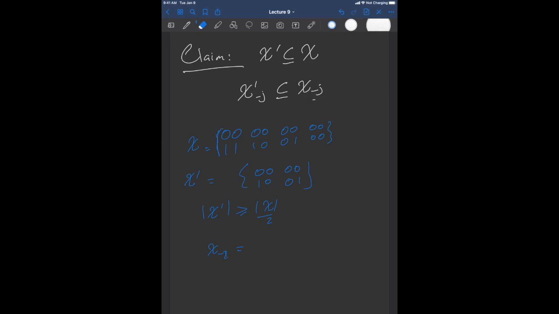If I drop the second row from this set of matrices, it's just one pattern, right? It's just 0 0. And what is x dash minus 2? That is also just 0 0. It is possible that these two things are equal, but this one is always a subset of this one. So if you drop any row from here, the patterns that you get are a subset of the patterns you get by dropping any row. So this claim is trivial.